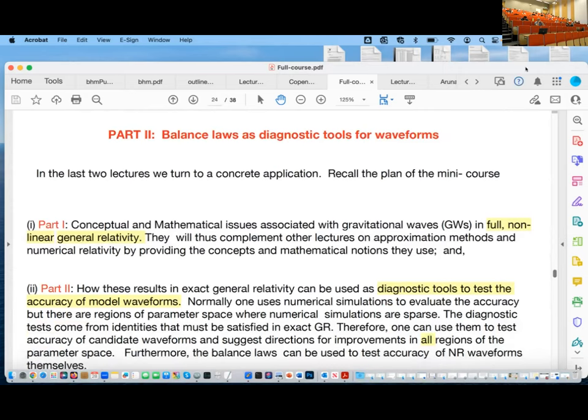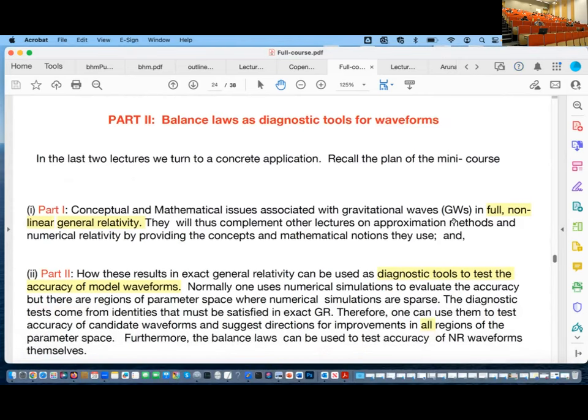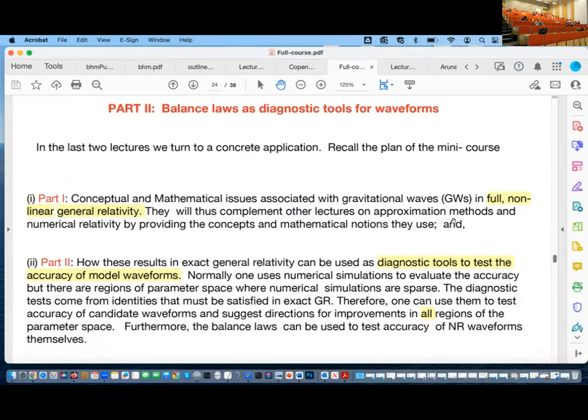So the last part that I'm going to talk about has to do with the balance laws as diagnostic tools for waveforms. What we saw in the first part are conceptual and mathematical structures associated with gravitational waves in full nonlinear general relativity. Thus, what we saw was that in order to define radiation, we had to go to infinity, scri. Going to infinity along null rays is really a nice way of getting to scri. It's a nice way of defining radiation.